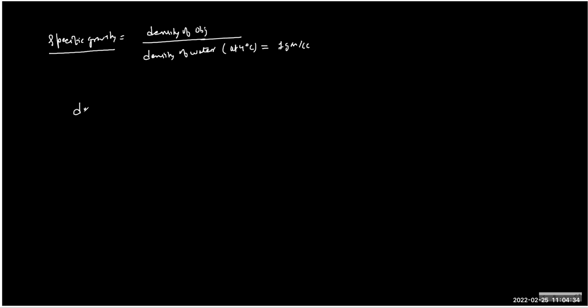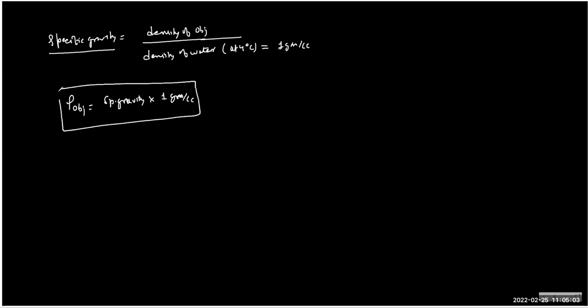So you can say the density of the object is the specific gravity into 1 gram per cc. You can think of this as a unit in gram per centimeter cube, or gram per ml, a milliliter. The other way of writing it is rho object equals specific gravity into the density of water. So you can write it like this.